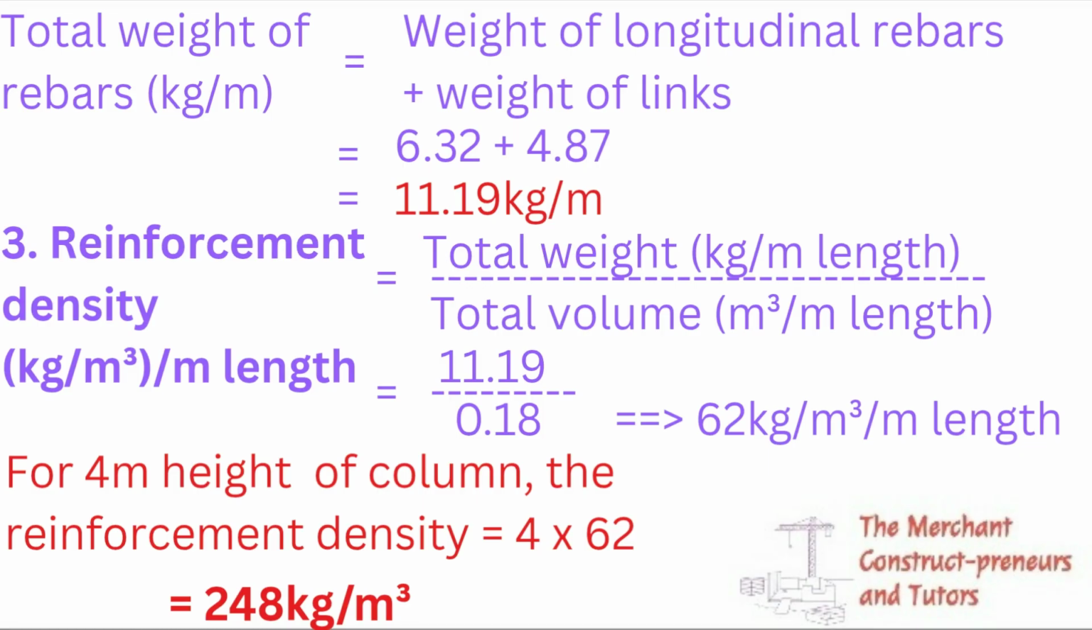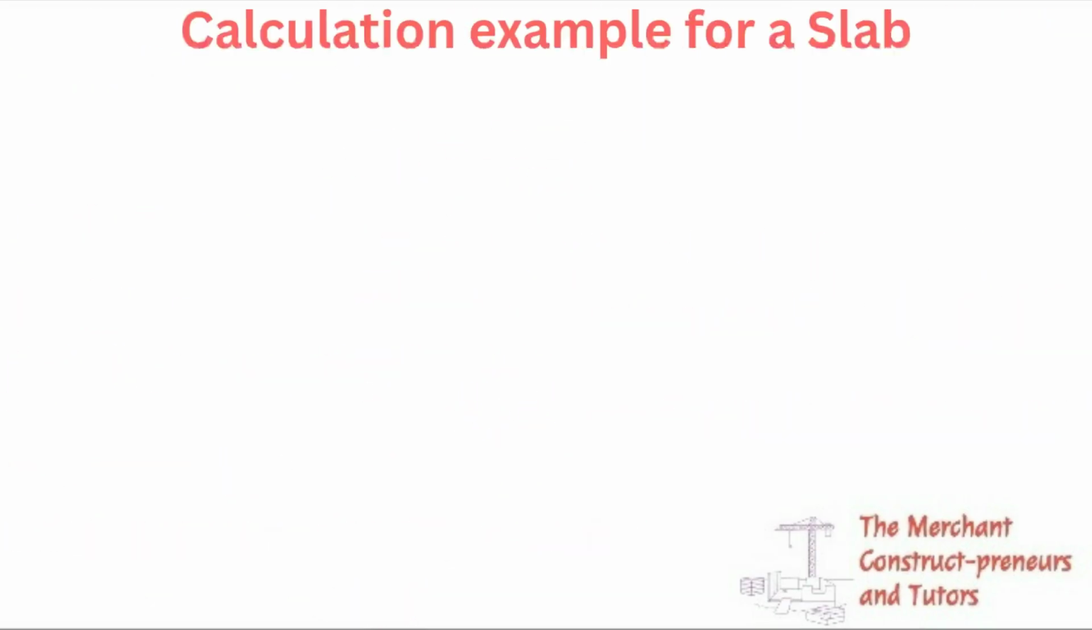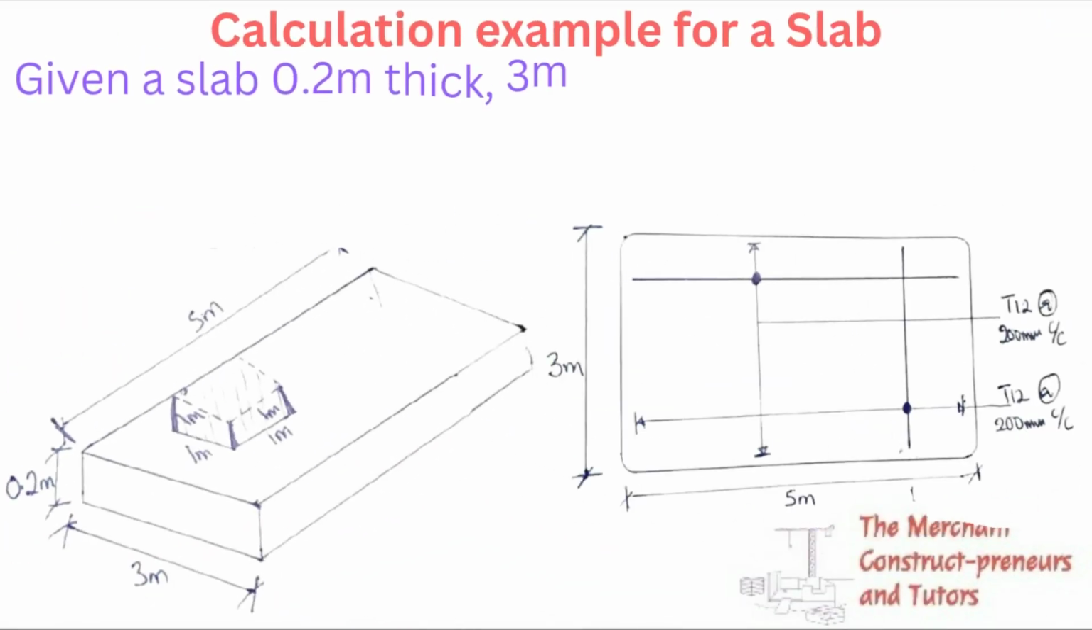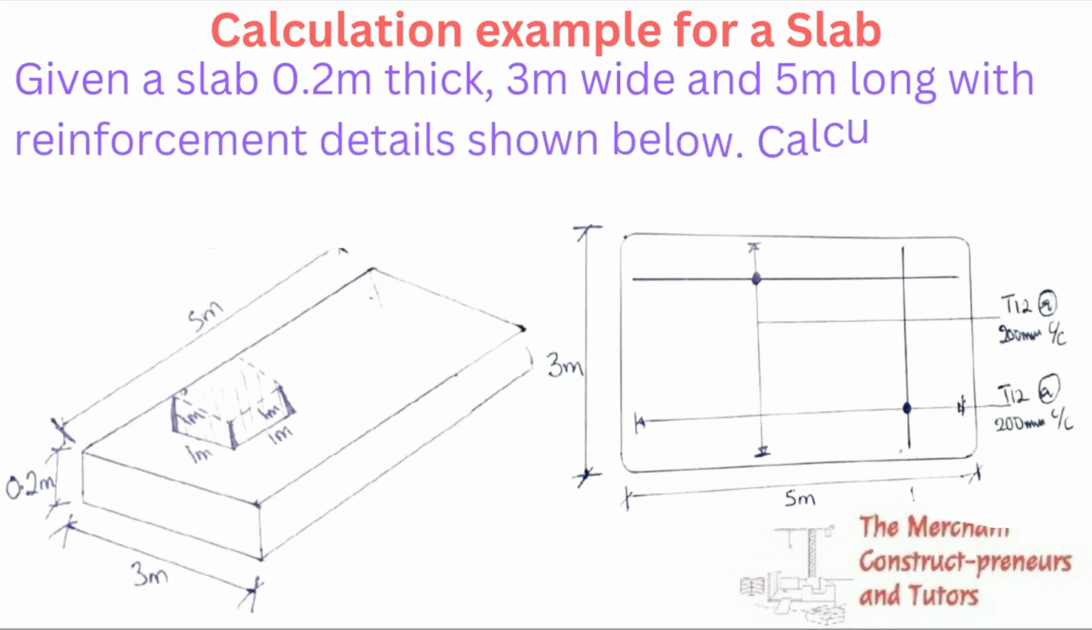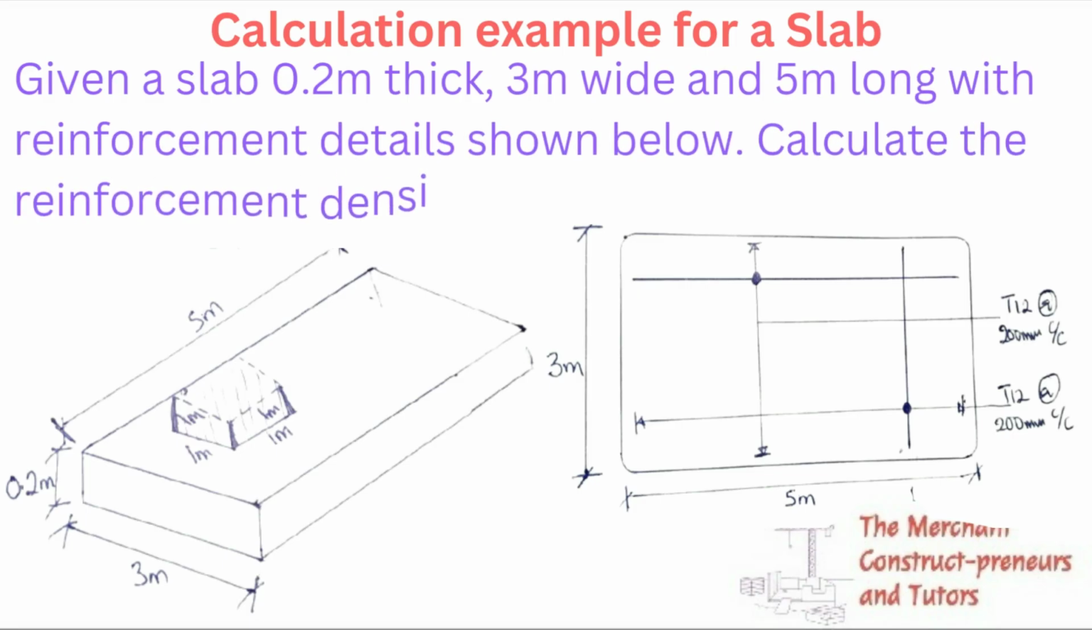That means 248 kilogram of reinforcement is embedded in that 4 meter height of column with that dimension, right? So this is information that the QS will now make use of in going around the zone calculations in estimating and planning. So lastly, we look at how to calculate for a slab.